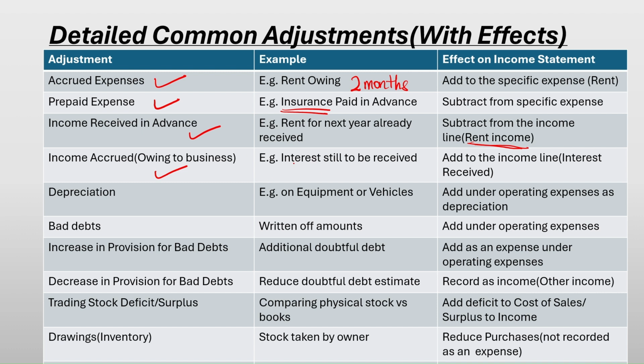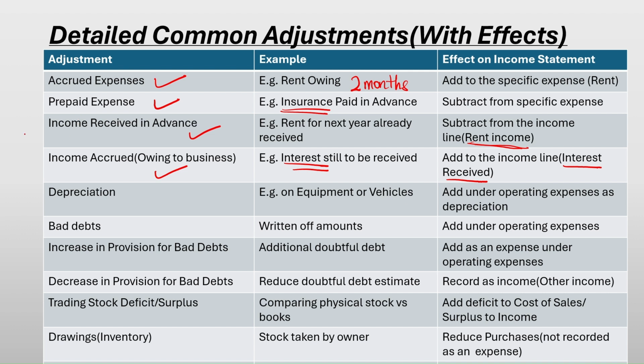So this one is, for example, interest that is still to be received, right? So this is just the money that we are going to receive. We haven't received it yet. So in the income statement, what are we going to do? We are going to add to the income line. So meaning that, since we are dealing with interest that still has to be received, in our interest received we are going to add that amount that is still coming to our business.